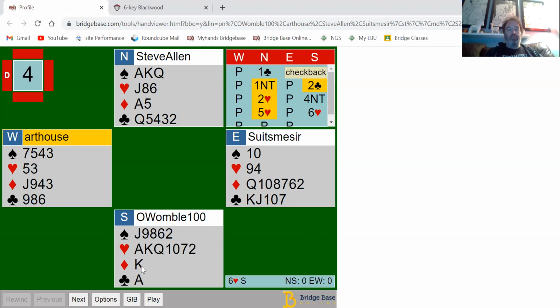So basically, you've shown the queen of hearts. And now, with 6-5, you can just jump to seven hearts with this hand quite easily. You can probably have a stab at seven no trumps as well. Seven no trumps would be pretty unlucky.